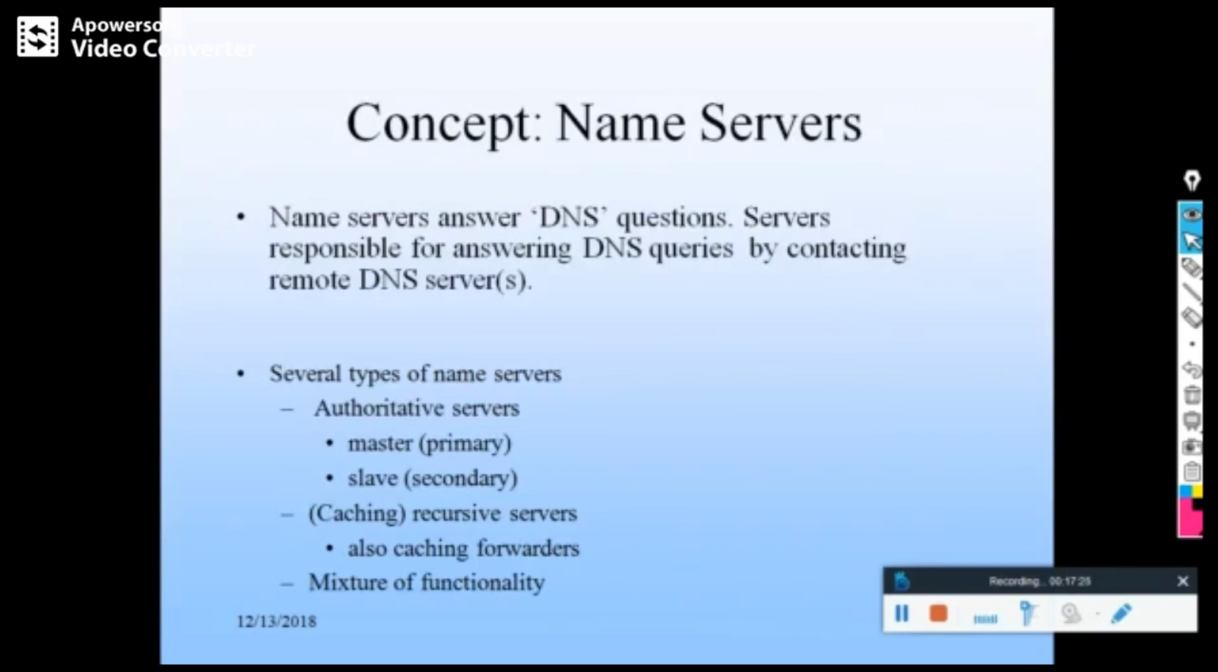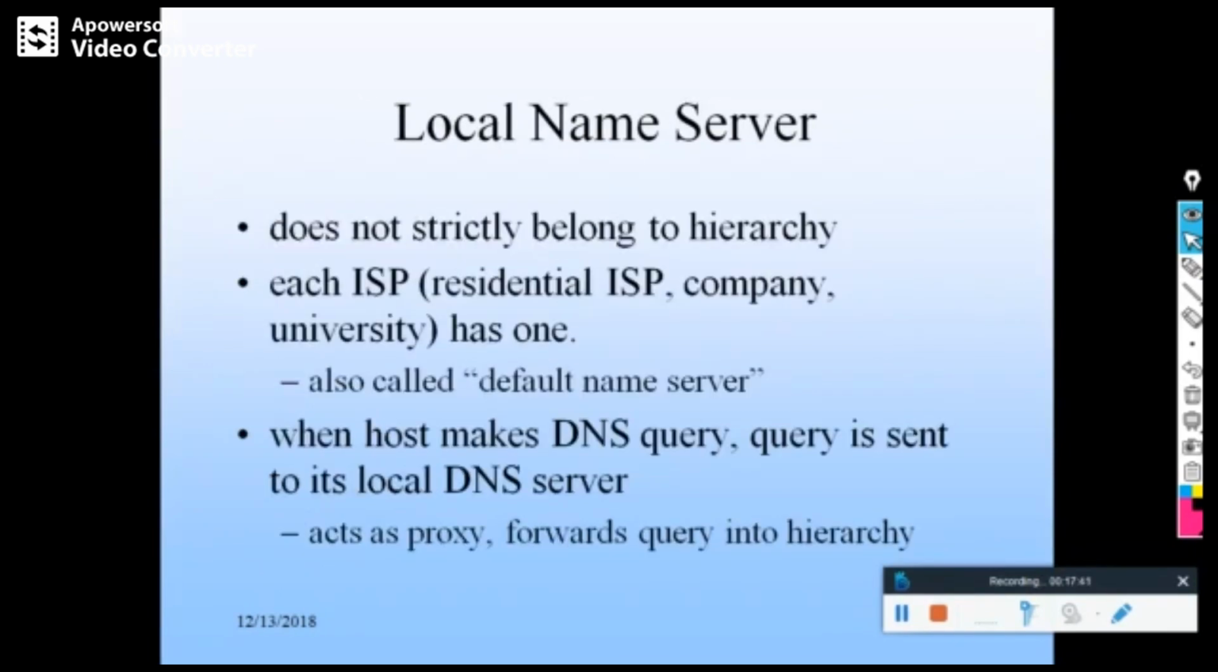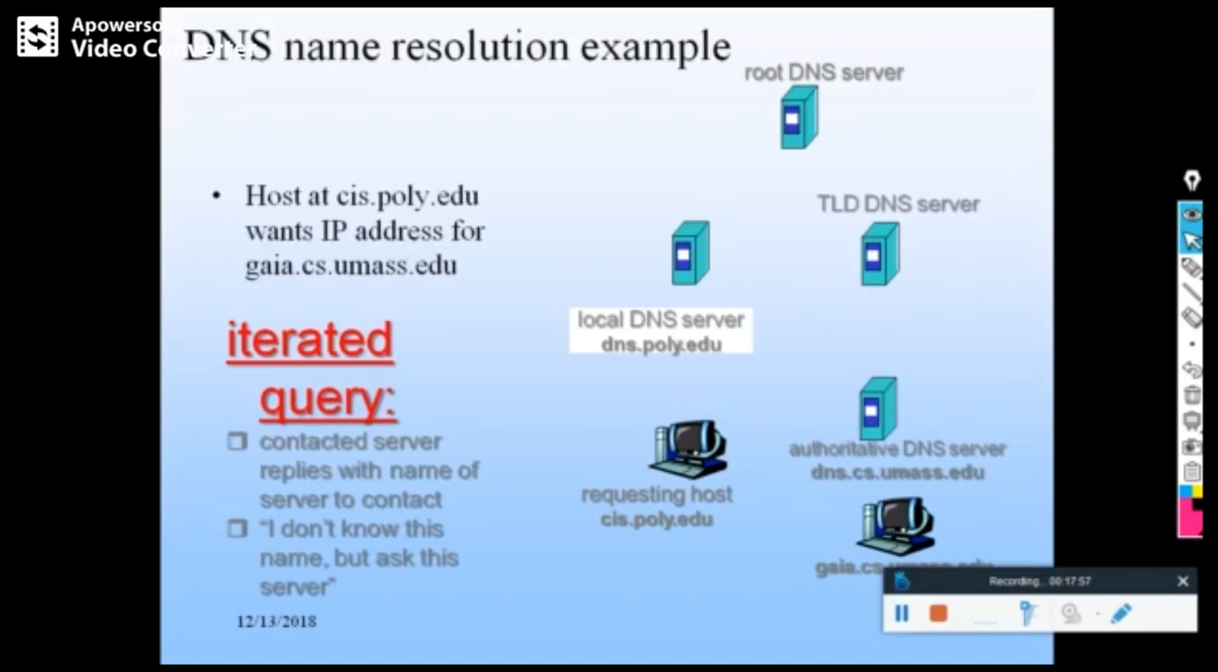So several types of name servers are there. One is the authority server. As I said, authority servers are master, primary and secondary. Sometimes if the primary is not working, then the secondary will take charge. Then recursive, etc. The local name server does not strictly belong to the hierarchy. Normally with the ISP or with a particular organization, when a host makes a DNS query, it normally goes to the local name server. So in DNS query there are two types. One is called iterated, the second one is recursive.